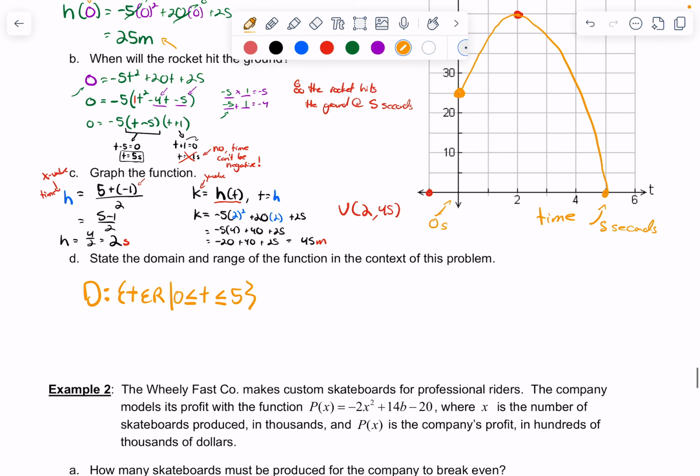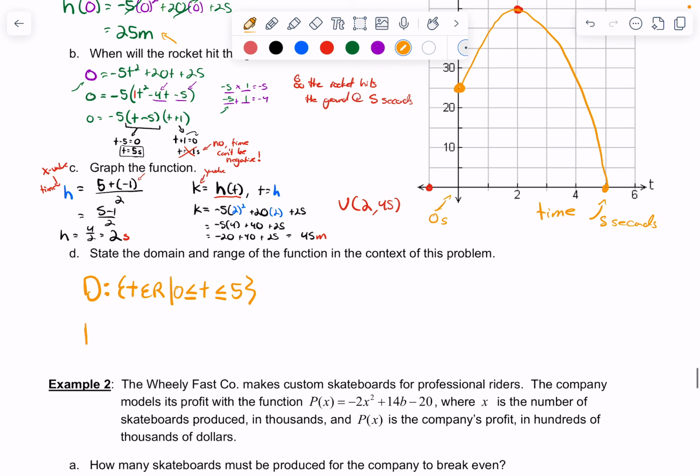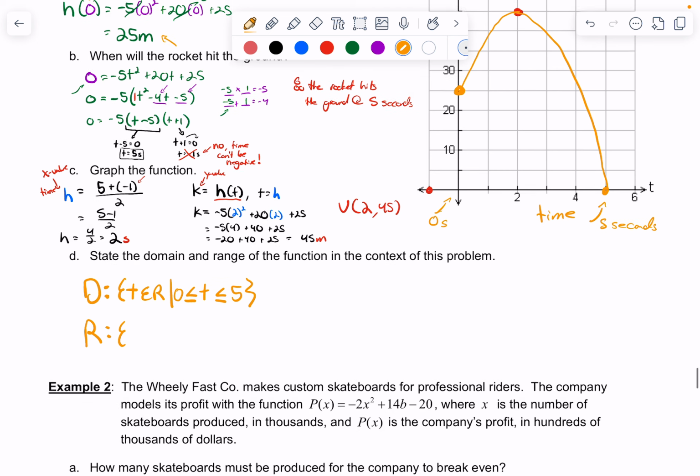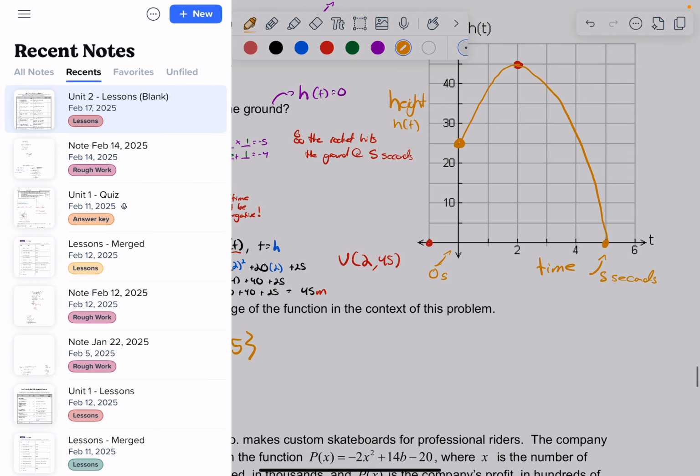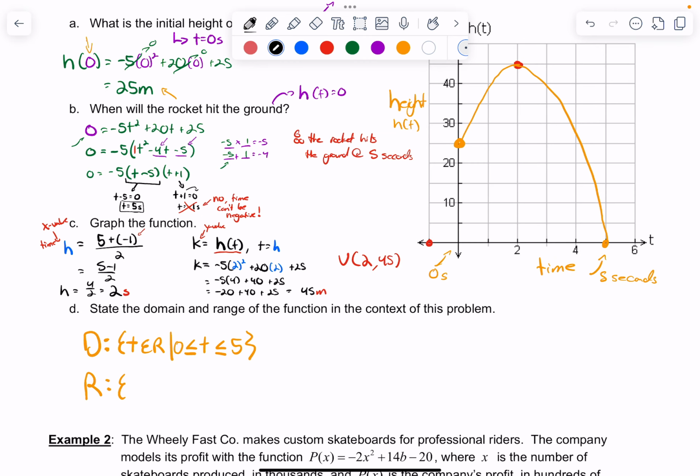And you'll do the same thing for range. Range is talking about what can the y values be. And just as I corrected myself there with time, remember you're measuring height here, okay? You're measuring h of t. So in this case, the height can be any real number, but it needs to be bigger than 0. It could be 0 because it has a y value of 0, h of t equals 0 here.